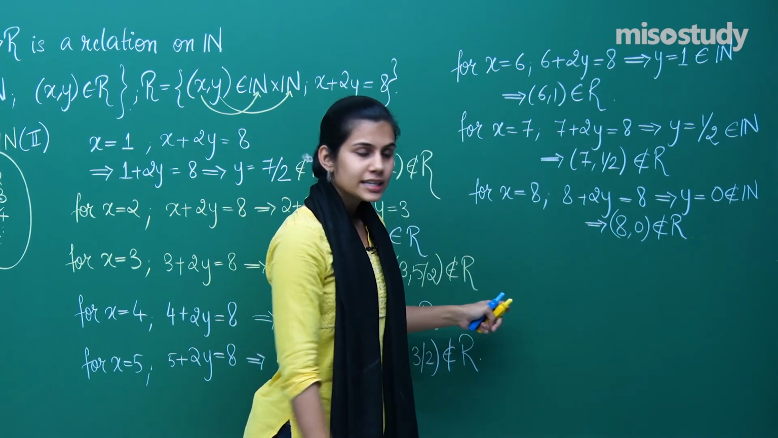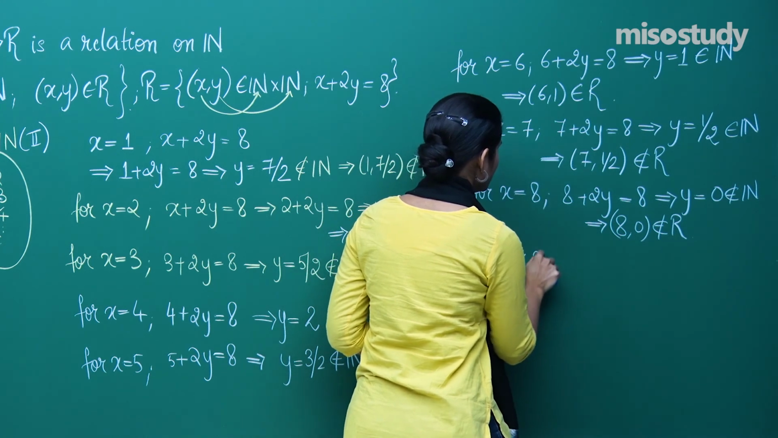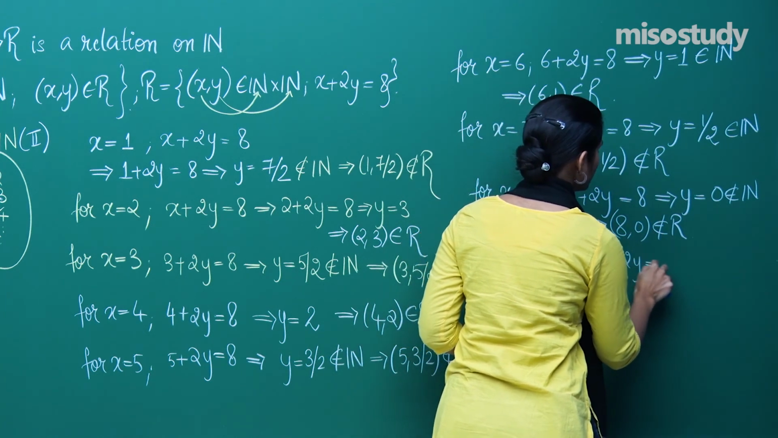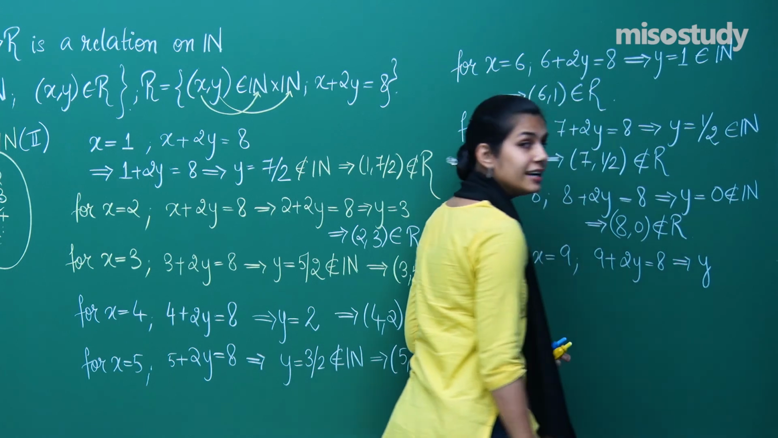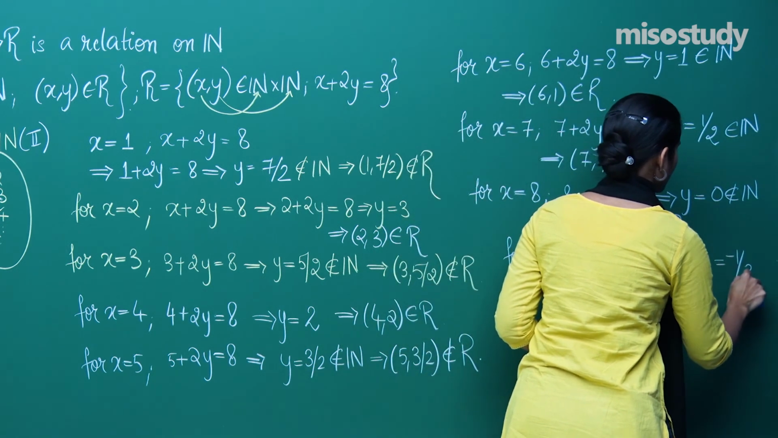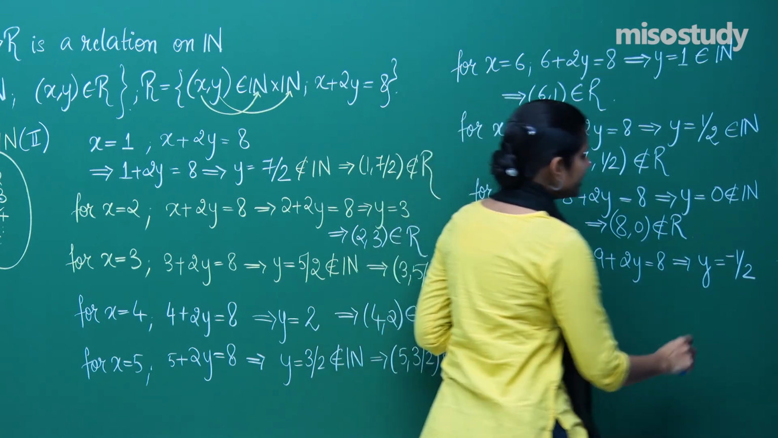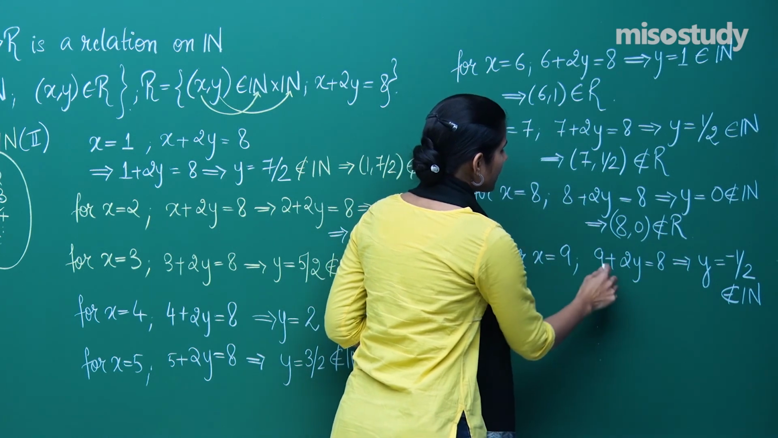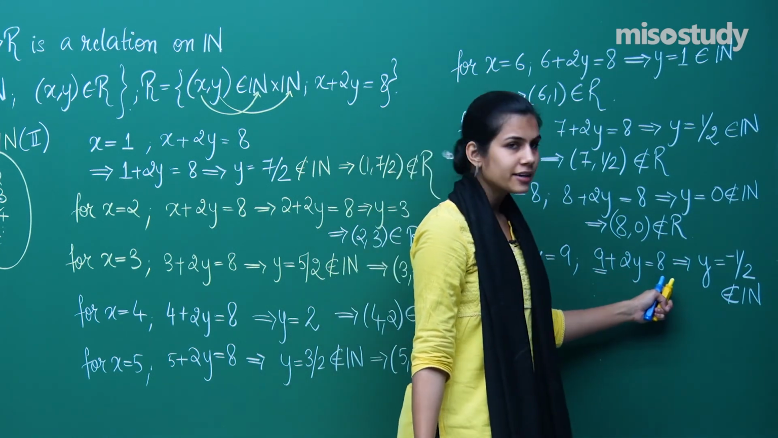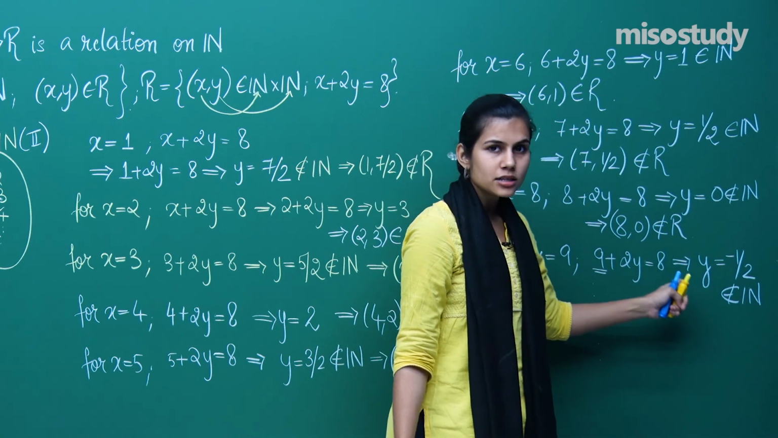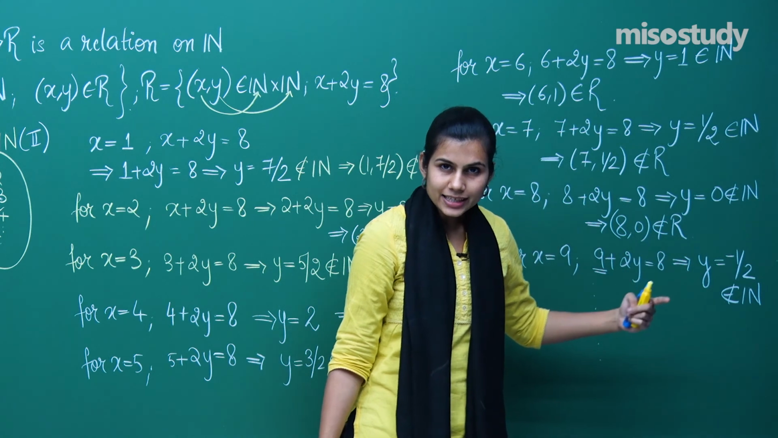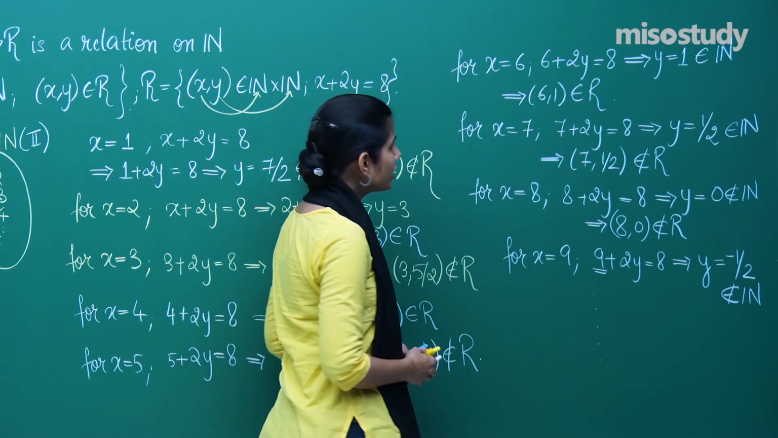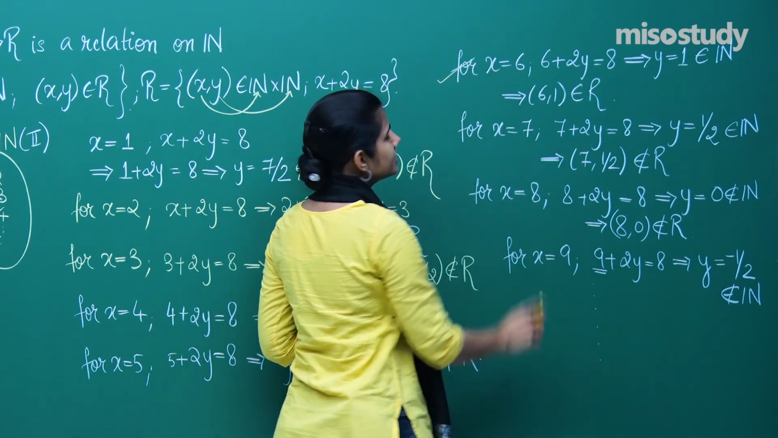If you go on proceeding like this, for x equals 9, for example, you are going to get 9 plus 2y equals 8, giving you y to be negative half, which is definitely not a natural number, and this process is going to continue because now this term is going to be greater than 8. So when you subtract this term from 8, you are going to get negative terms, and that is why this can never ever be a natural number. Therefore, our process got terminated at 6.